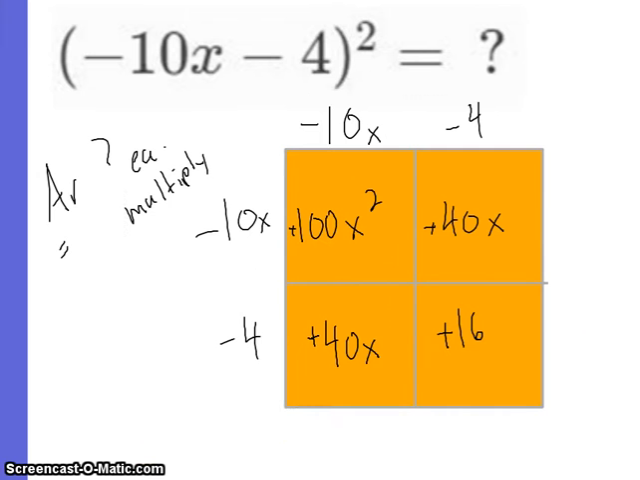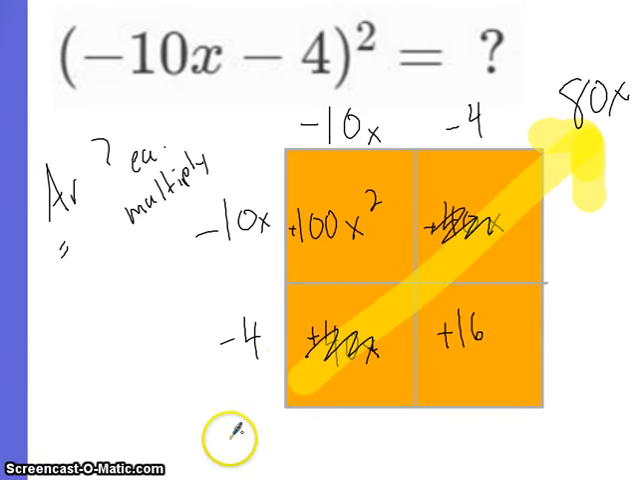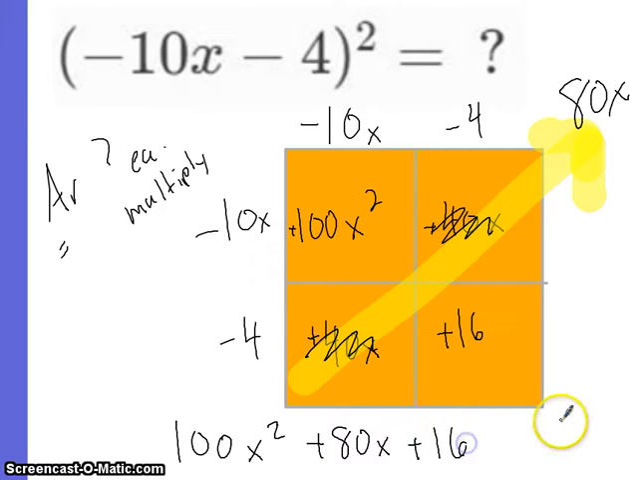Okay, I wanted to make some room down here to write my final answer after I add the 2 like terms that live on the diagonal. 40 and 40 make 80 x's. So that's a grand total of 100 x squared, 80 x's, and plus the number 16. And pause here if you're following along.